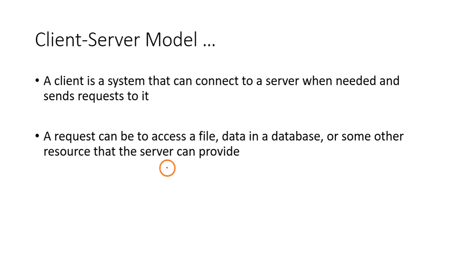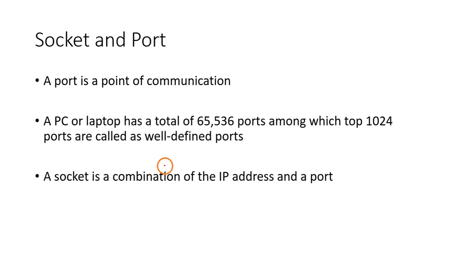Okay, so basically the client will always want something from the server. To get that something, it will send a request, and the server will take the request, process it, and send the resource back as a response. Okay, right. Now the two important things in network programming are socket and port.